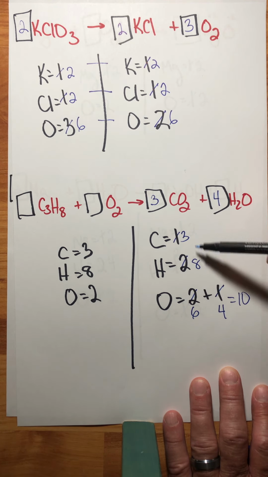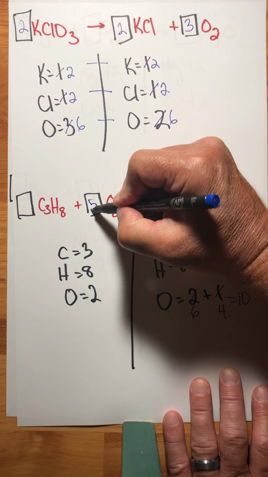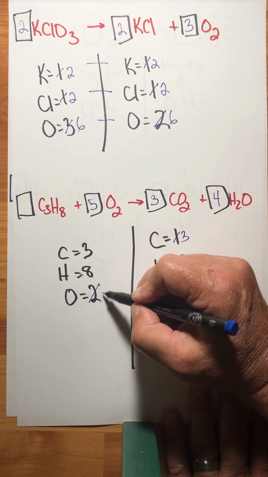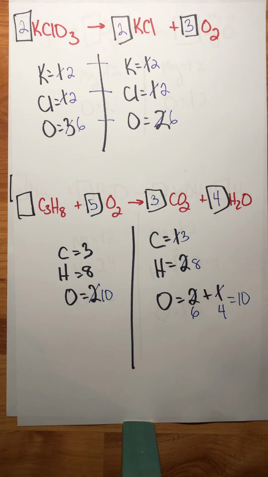So my carbons are balanced, hydrogens are balanced. I have 10 and 2, so that makes it pretty easy. If I make that a 5, 5 times 2 is 10. And then that one's balanced. Okay, so that's how you would do that one.